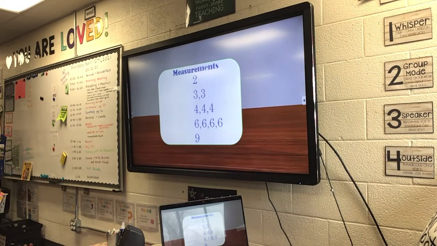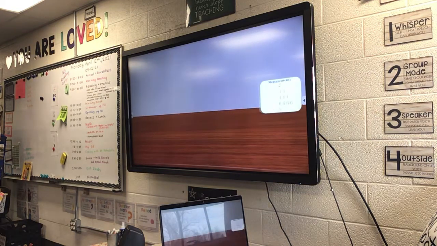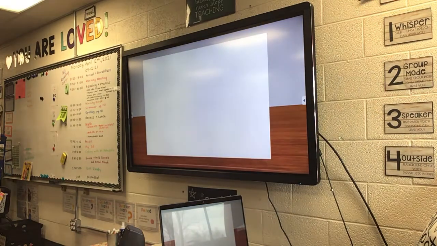We need to put this information into a line plot so we can see this more clearly. To start our graph, we first need a title. What do you think we should call this line plot? Object measurements or colors? What do you guys think? I definitely agree. We should call it object measurements since it is about measurements of objects.